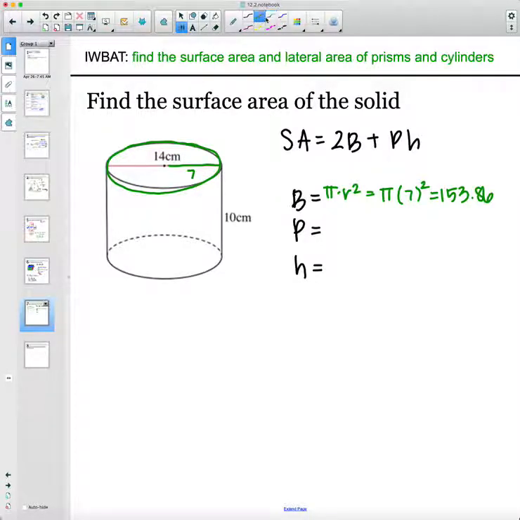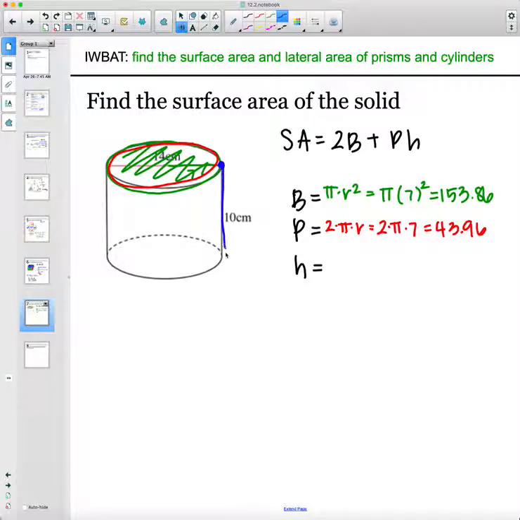So that's for the area. Then you want to do the perimeter, just around the circle. The other name for perimeter with a circle is circumference. So you want 2 times pi times the radius, so 2 times 3.14 times 7 is 43.96.